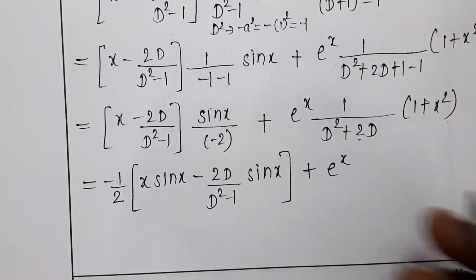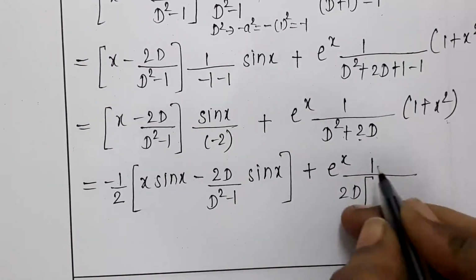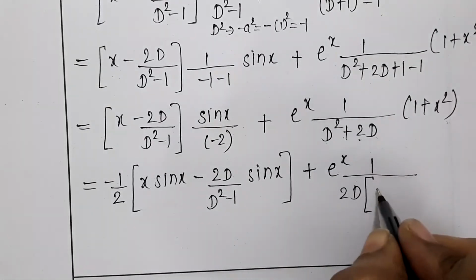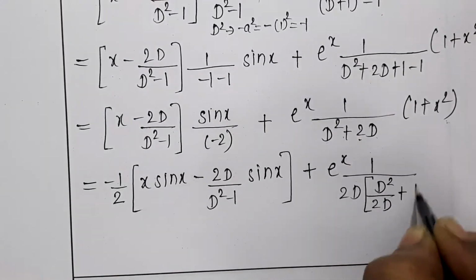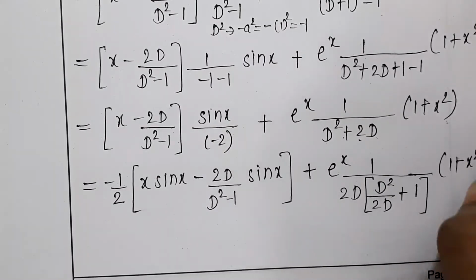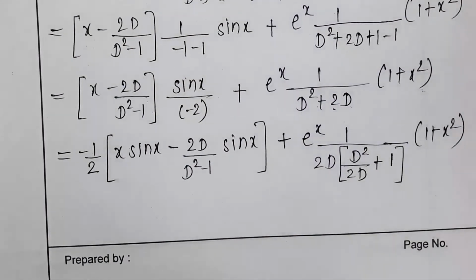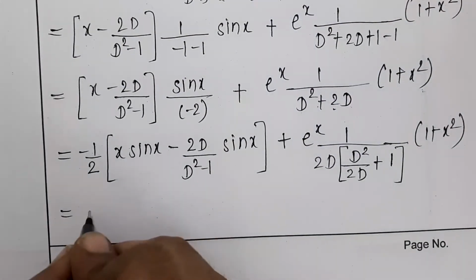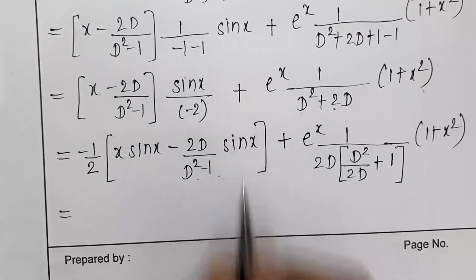So we can take 2D outside. So 1 upon 2D outside. If 2D outside, it means it is D square by 2D plus 2D by 2D, which is 1 multiplied by 1 plus x square. So this is equal to minus of, now see here we want to simplify this: D square minus 1 into sin x.